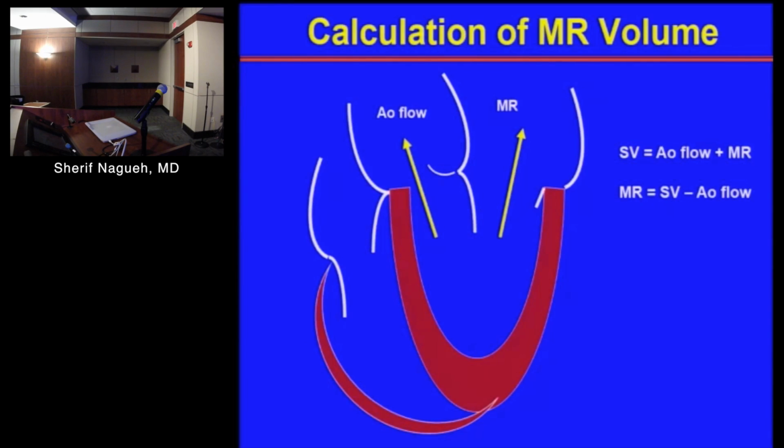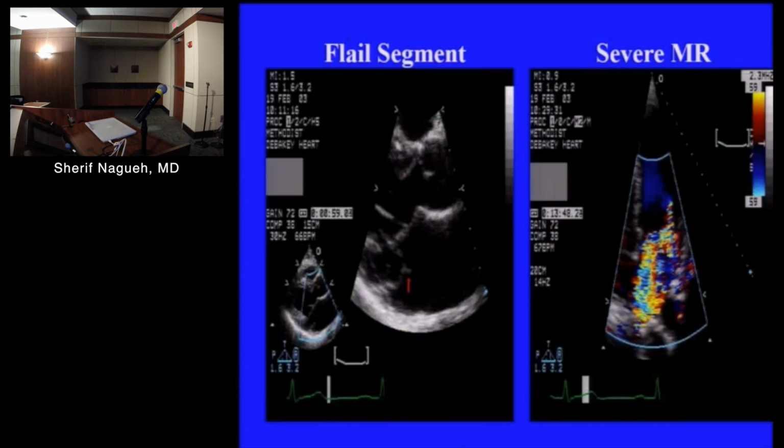When the ventricle contracts, some blood goes out through the aortic valve and some blood goes back to the left atrium through the mitral valve. So the total stroke volume, what we refer to as 2D stroke volume, the difference between end diastolic and systolic volumes, is made up of both of these. If I know the stroke volume and I subtract from it the aortic flow, then I have the MR.